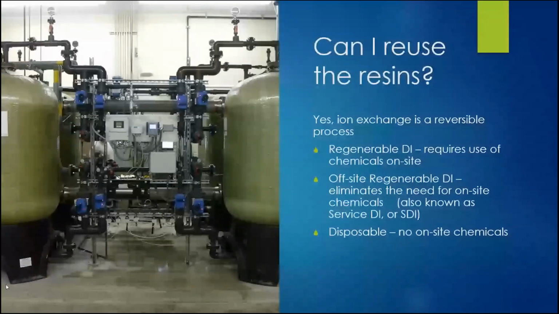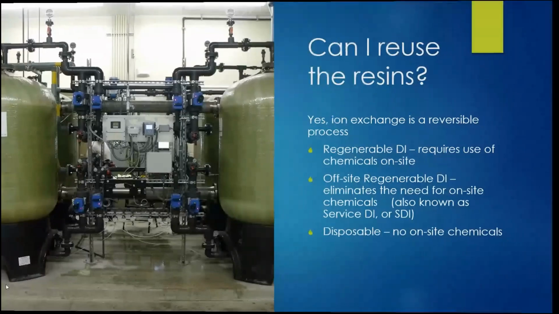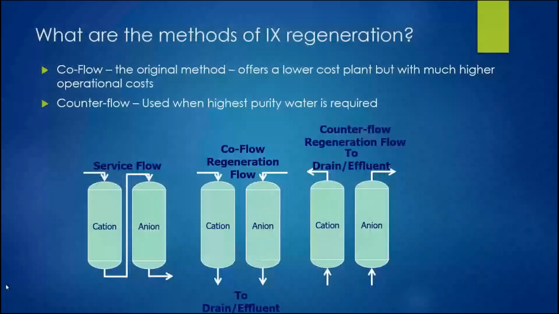facility. Many customers do prefer an off-site since they do not have to store, handle, and train operators on safe use. With some contaminants, such as perchlorate, it is best to simply dispose of the spent resin. When regenerating resins, there are two different methods: co-flow, which is most common, and counterflow, which is used for high purity applications. We will explain more.